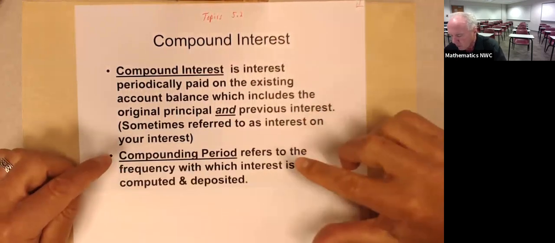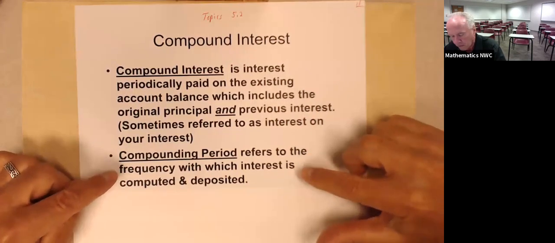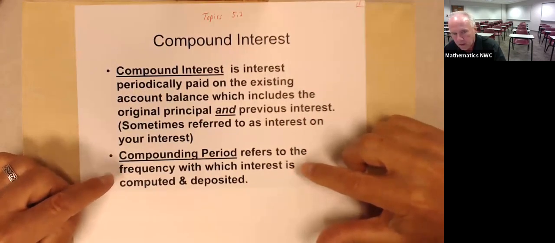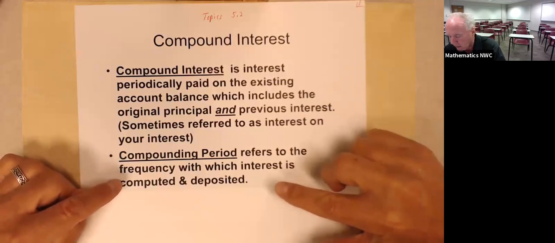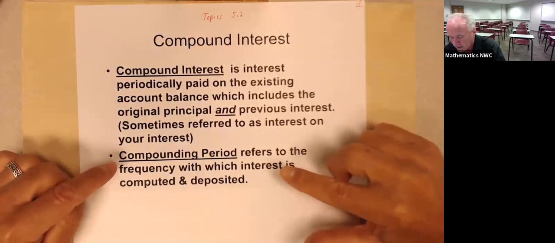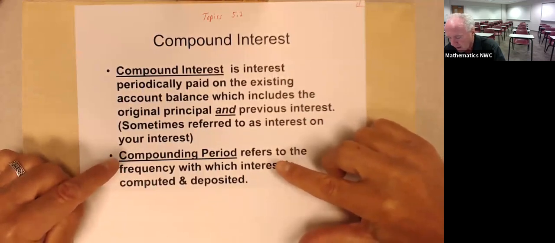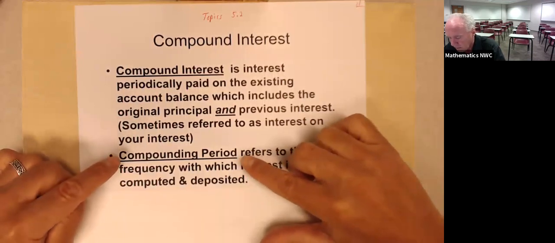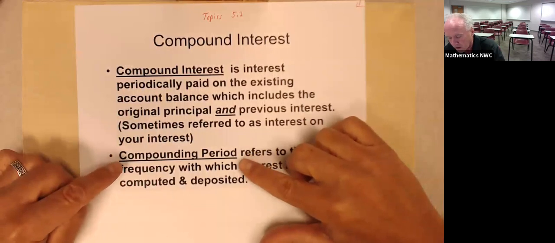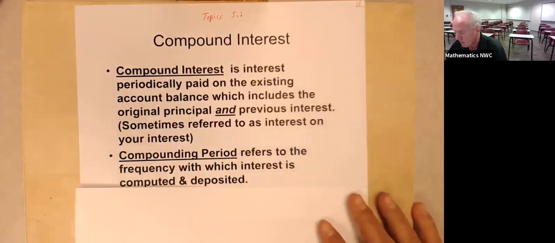One of the terms that we'll be using is referred to as compounding period, which refers to the frequency in which your interest is computed or deposited. For example, if it's compounded semi-annually, that would be twice a year. If it's compounded quarterly, it would be 4 times a year. Compounded monthly would be 12 times a year. Compounded daily would be 365 times a year.